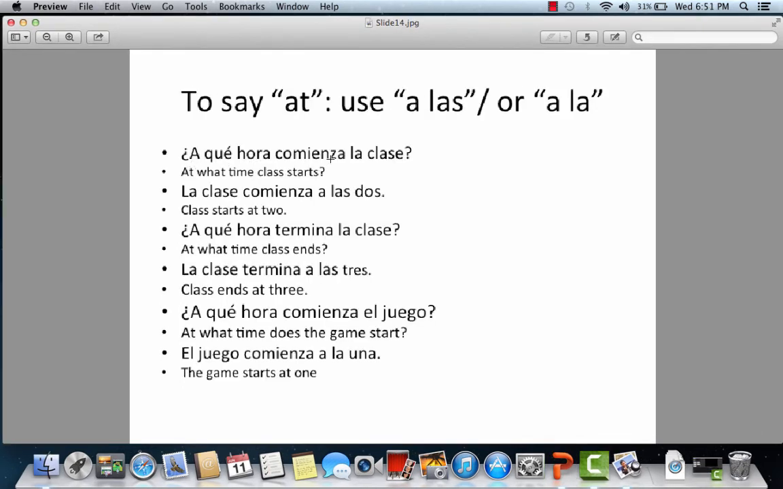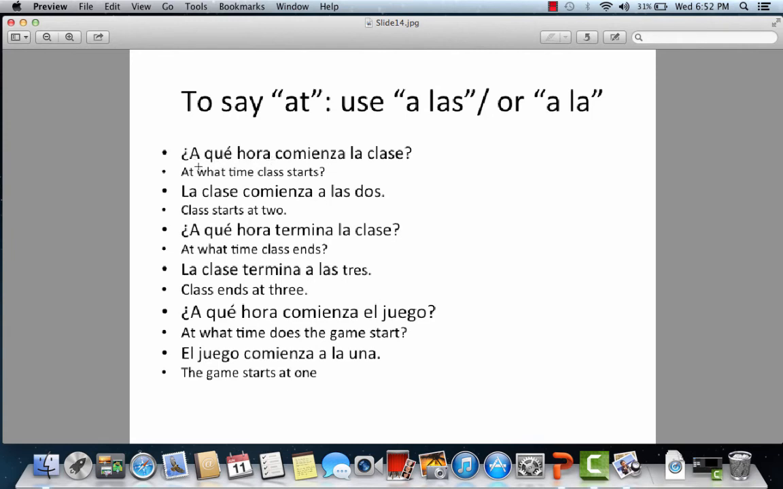¿A qué hora comienza la clase? La clase comienza a las 2. ¿A qué hora termina la clase? La clase termina a las 3. ¿A qué hora comienza el juego? El juego comienza a la 1.